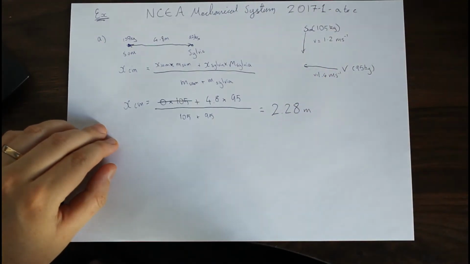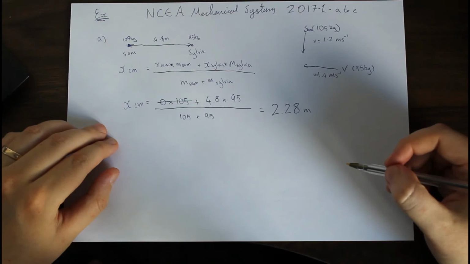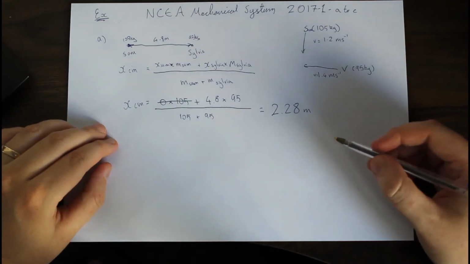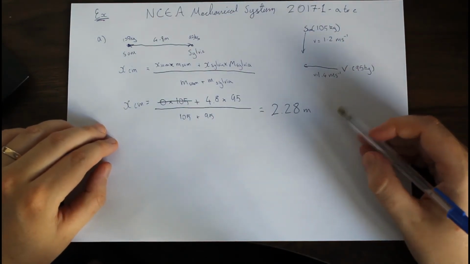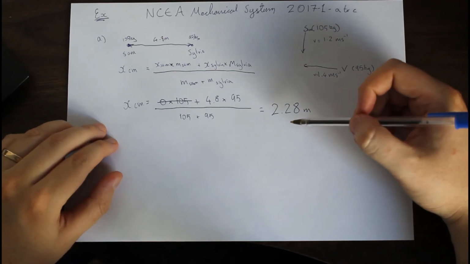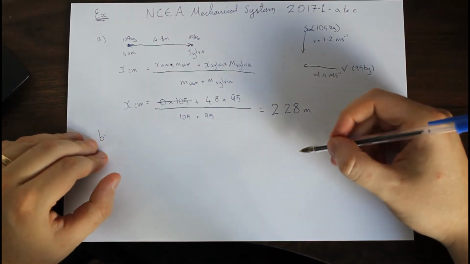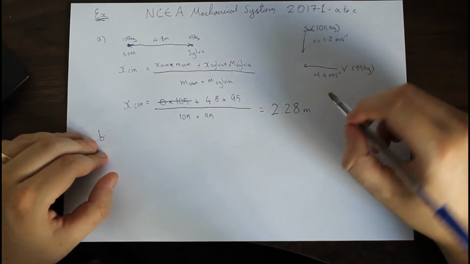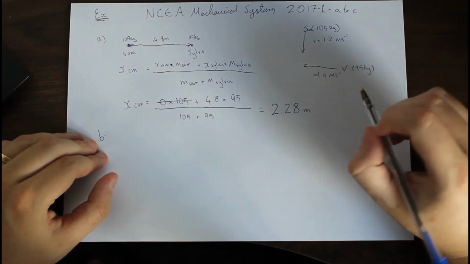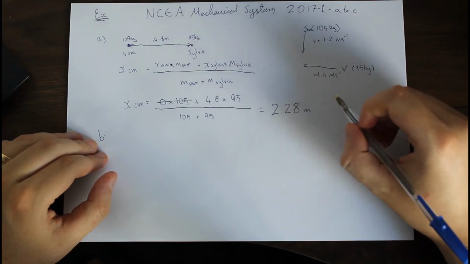Remembering that we give our unit because we're doing distance, and we use our standard SI unit where possible. Okay. Relatively chill. Going on to B. In B, they ask, describe what happens to the center of mass of the system as the astronauts move closer together and when they collide.